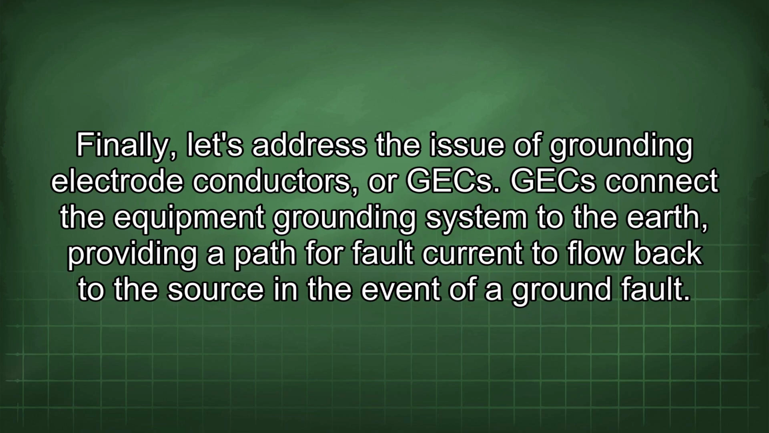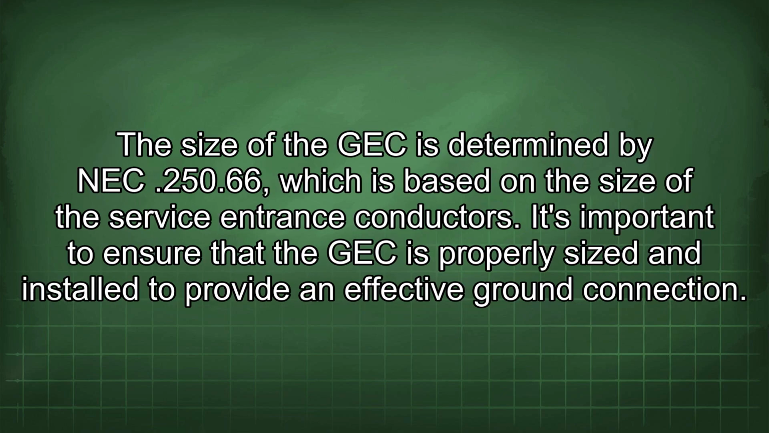Finally, let's address the issue of grounding electrode conductors, or GECs. GECs connect the equipment grounding system to the earth, providing a path for fault current to flow back to the source in the event of a ground fault. The size of the GEC is determined by NEC 250.66, which is based on the size of the service entrance conductors. It's important to ensure that the GEC is properly sized and installed to provide an effective ground connection.